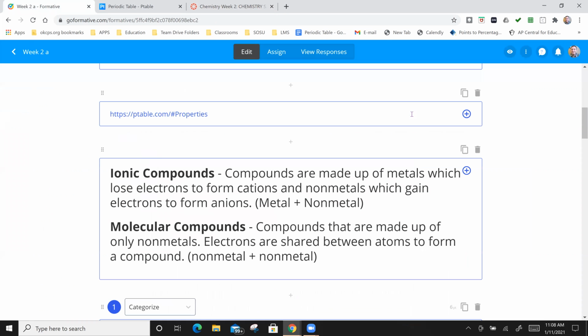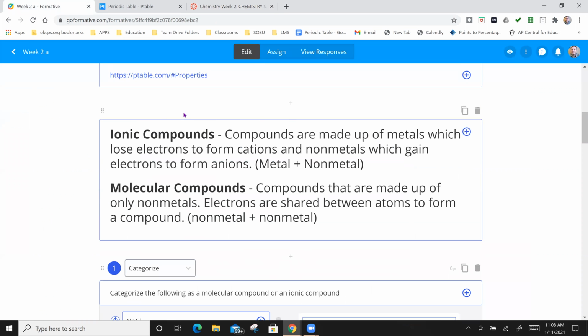And so the first thing that we'll look at here are the definitions or the descriptors for both compounds. Ionic compounds are made up of metals which lose electrons to form cations and nonmetals which gain electrons to form anions. So the meat and potatoes of what you need to know is that an ionic compound is made up of a metal and a nonmetal.